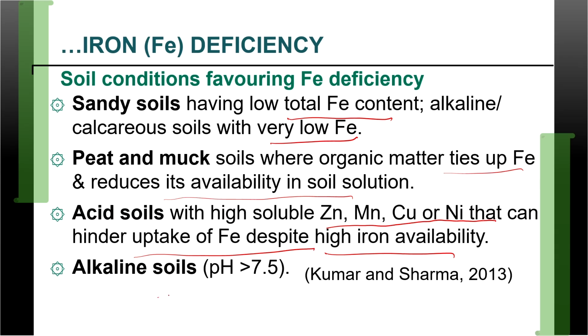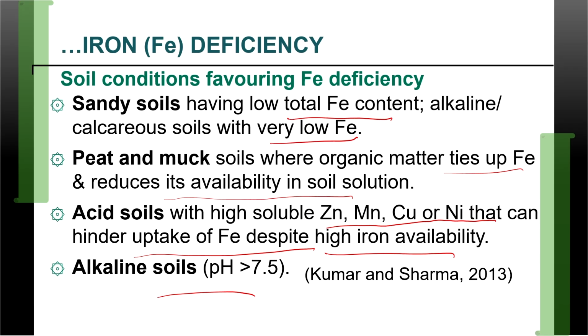Alkaline soils having more than 7.5 pH will also be deficient in iron. Particularly, you have already heard of the calcareous soils. Calcareous soils having high pH are also deficient in iron, and there is a lot of problem for availability of iron in calcareous soils.